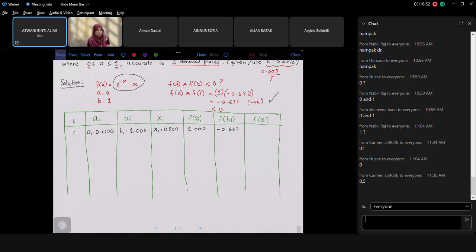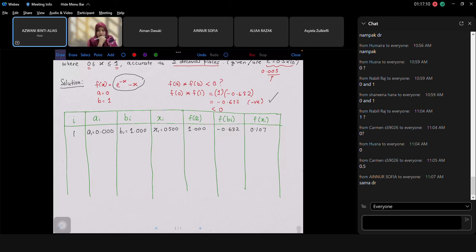Okay, so fx I baru cari lagi, so ganti dalam function tersebut setiap x dengan 0.5. Setiap x dengan 0.5. So cari, dia akan dapat 0. Apa? Sama tak yang saya dapat? Positif. Sama tak? Okay, good. 0.17, kenapa 7? Sebab rounding. Up to 3 decimal places. Okay, good. Okay, the next step.